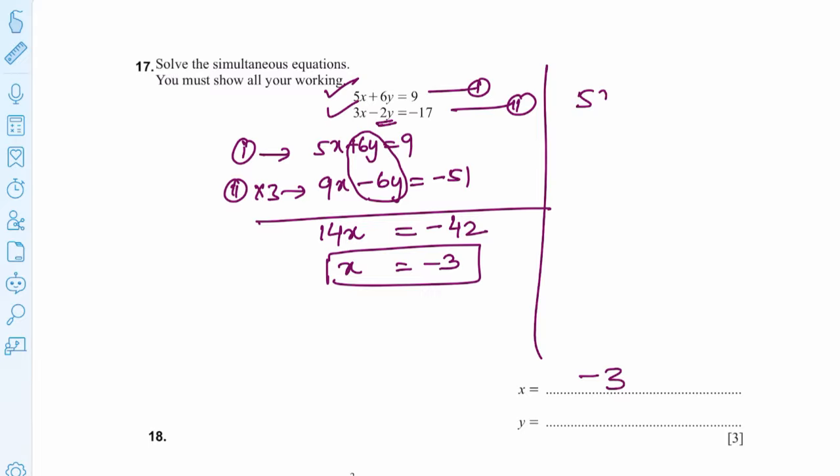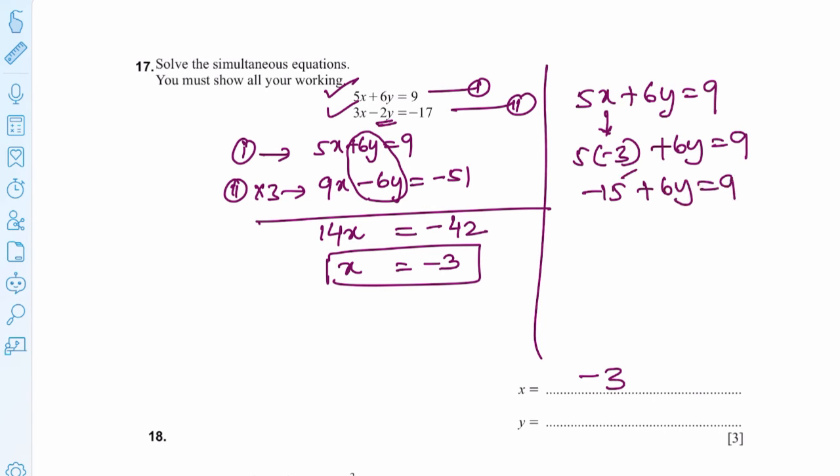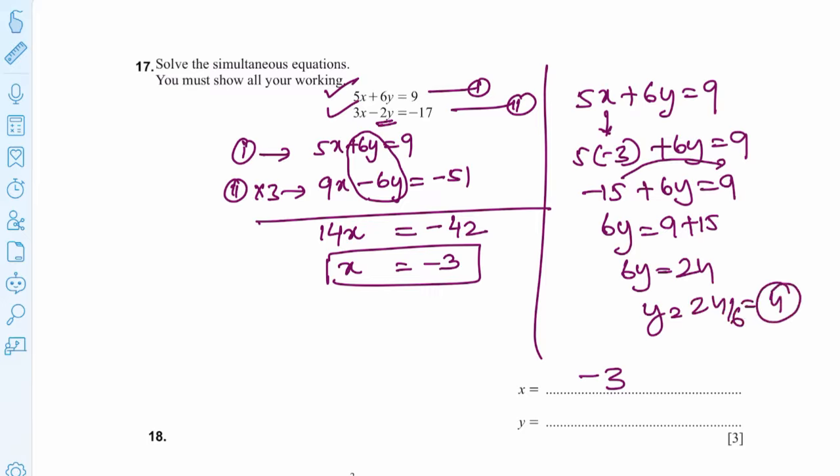For example, I'm taking the first one, 5x plus 6y equals 9. So in place of x, I'll put 5 times minus 3 plus 6y equals 9. So minus 15 plus 6y equals 9. Try to move this number. So 6y equals 9 plus 15, so 6y equals 24. And divide by 6 on both sides. So 24 over 6 equals 4. So yes, we got y equals 4 and x equals minus 3.